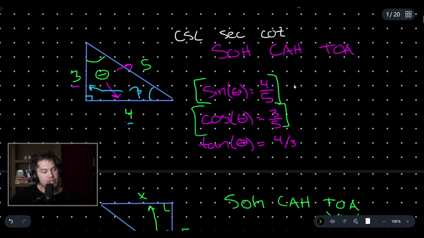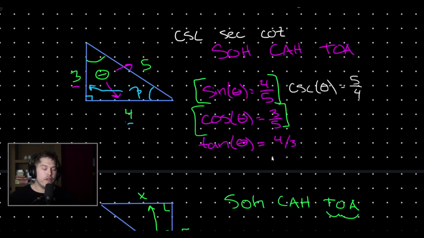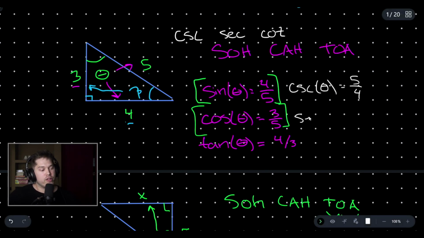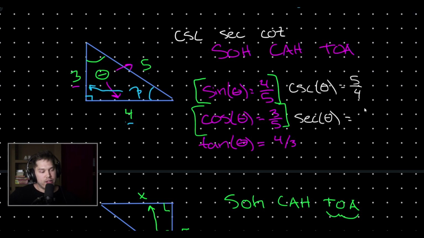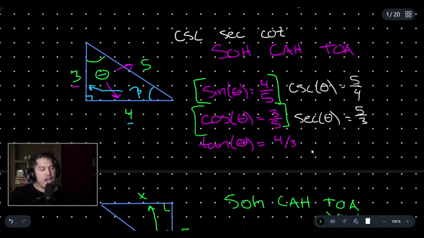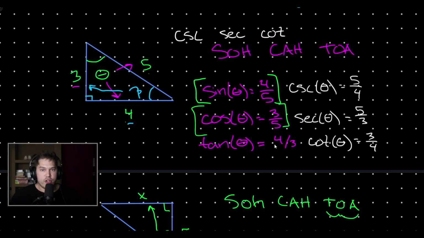So the cosecant of theta is going to equal 5 over 4. And again, that's just because the cosecant is the reciprocal of the sine function. Okay, your secant of theta is going to be the reciprocal of your cosine function. So in this case, it's going to be 5/3. And your cotangent of theta is going to be the reciprocal of your tangent, and in this case it is 3/4. So I just wanted to quickly let you know that there is actually 6 trigonometric functions.